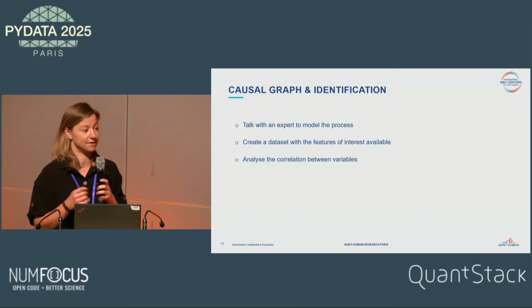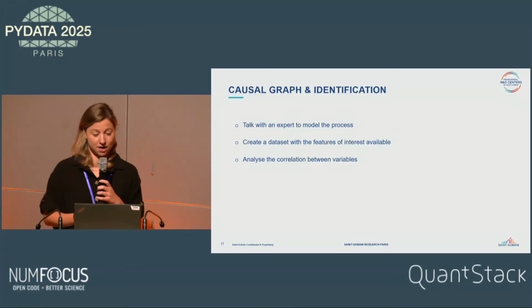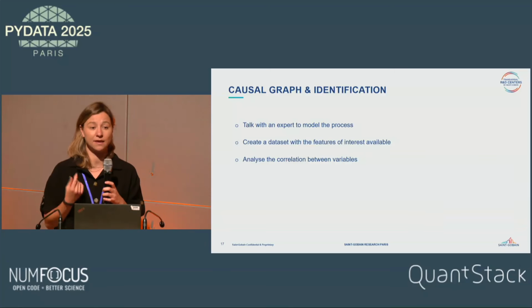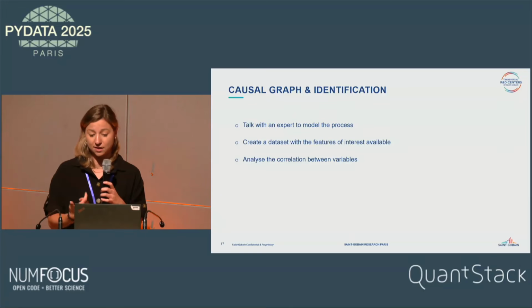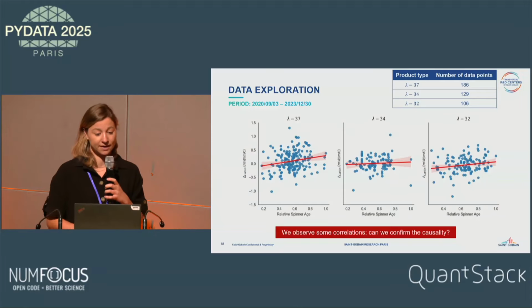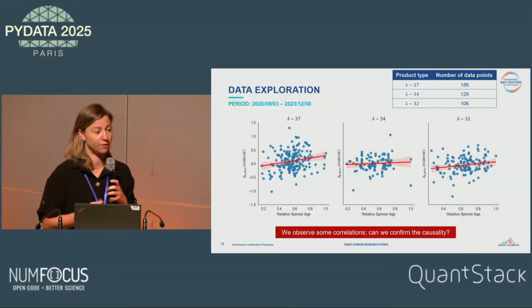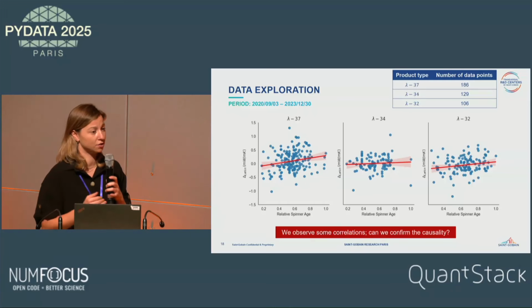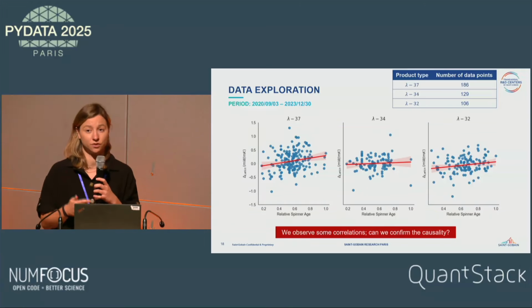Then you create the dataset, as we do for a machine learning project. And then, as exploratory analysis, you can see if there is some correlation. It gives you hints of what is hidden behind. For example, for our use case, we went to a plant, we took 3 years of data, and we divided it into 3 different product types. According to the lambda, we have lambda 37, 34, and 32, which are 3 different products.